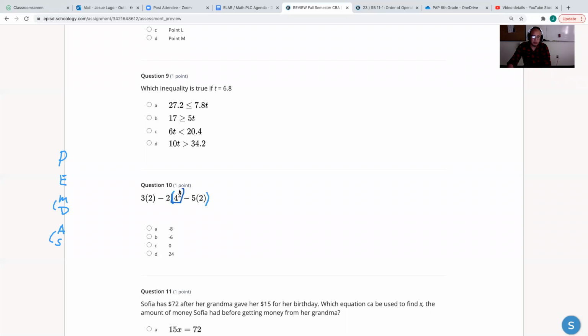So I'm going to start out with 4 to the second power. Now, please remember exponents. That means that there are 2 number 4s, that's what that 2 means, that are being multiplied together. So 4 times 4, that's 16. So therefore, what I have left over is this.